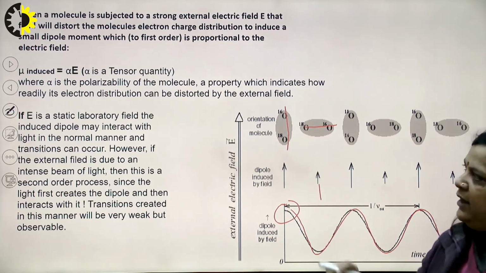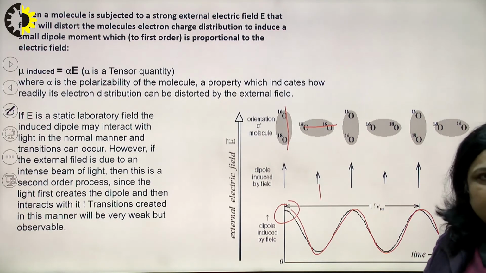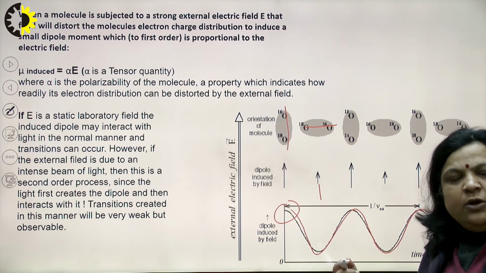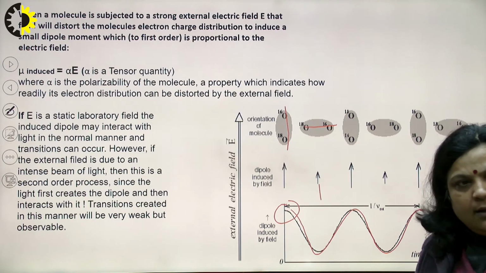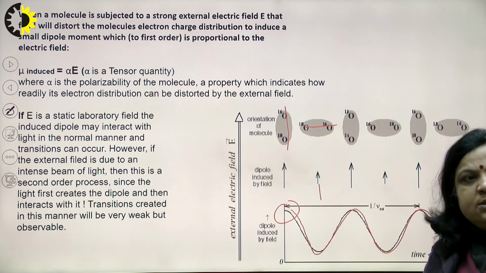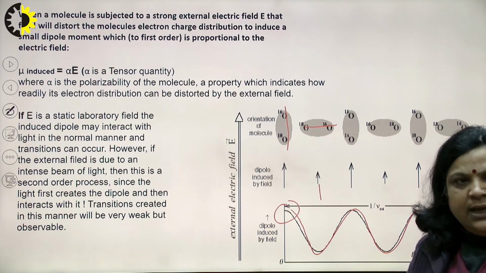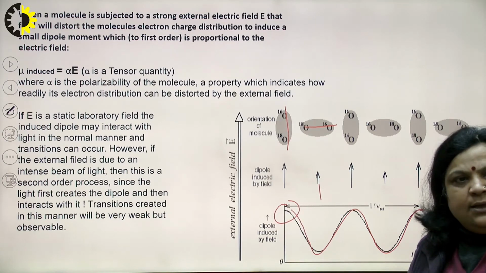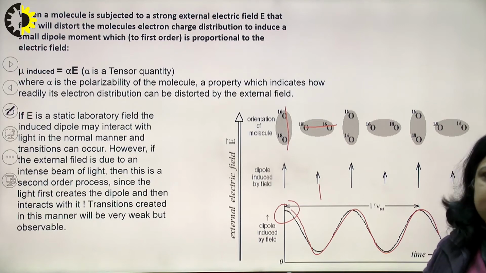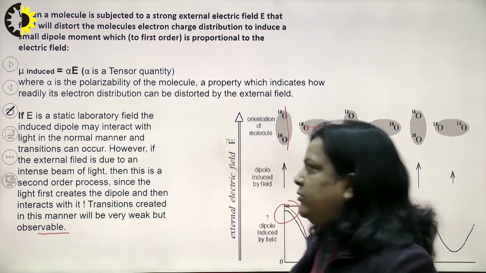So, if E is a static field and it induces the dipole, it may interact with light in the normal manner and the transition can occur. However, if the external field is due to some intense beam of light, then this is a second order process, since light first creates the dipole and then interacts with it, so the transition created in this manner will be very weak, but it will be observable.